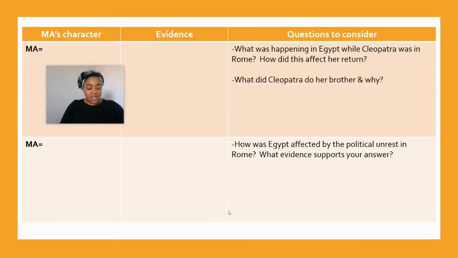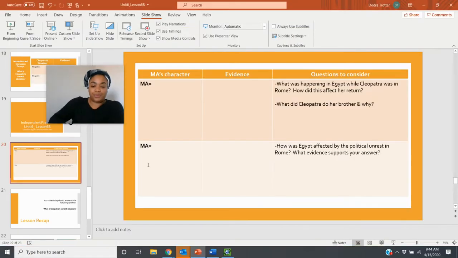So we are diving on into our lesson. We are going to be reading from page 42. I am going to read aloud. As I read aloud, I want you to consider the following. What was happening in Egypt while Cleopatra was in Rome? And how did this affect her return? Also consider, what did Cleopatra do to her brother and why? Again, we are reading starting at the top of page 42.